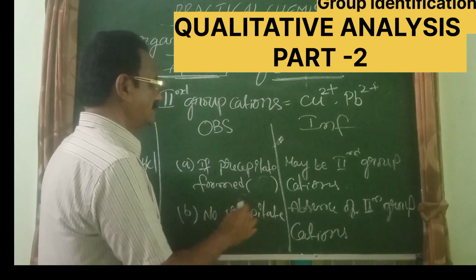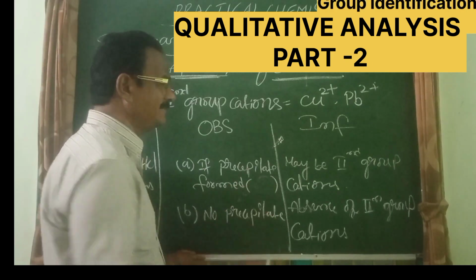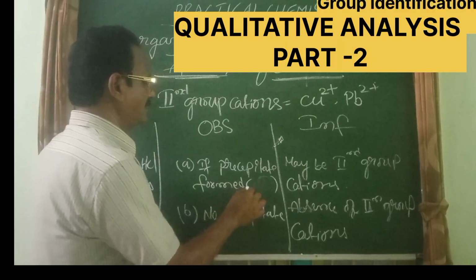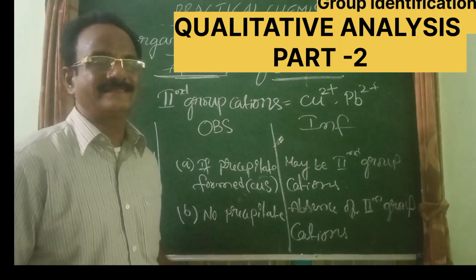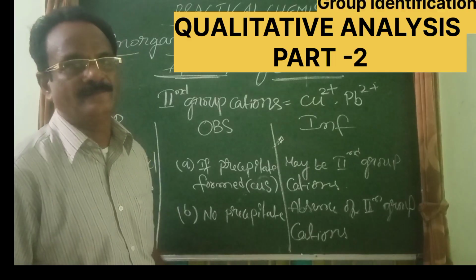For example, if copper is there, then one can get copper sulfide. If lead is there, one can get lead sulfide.